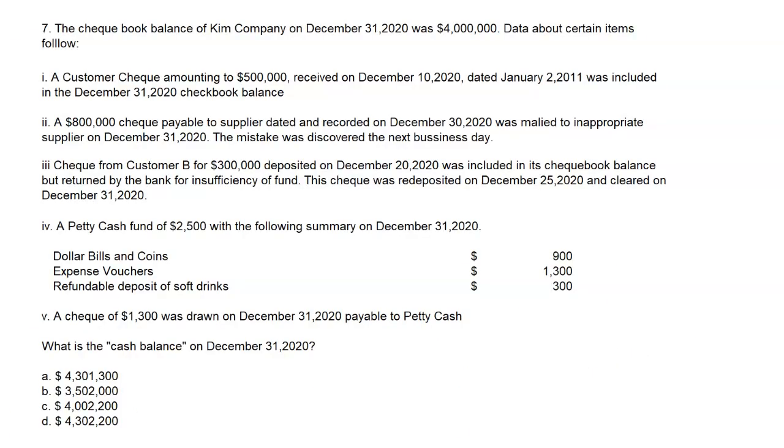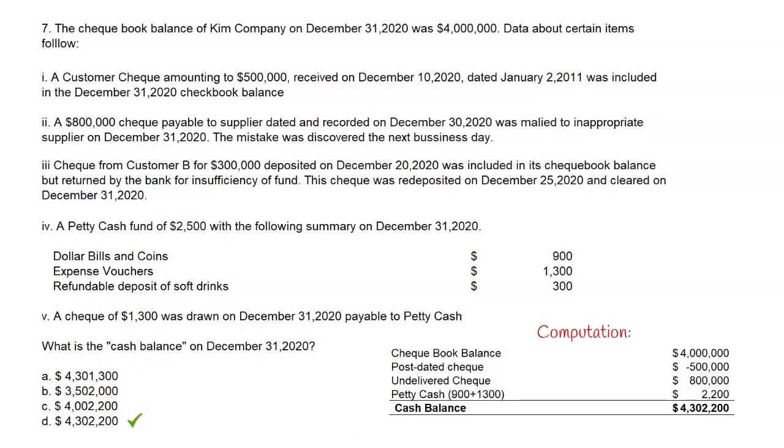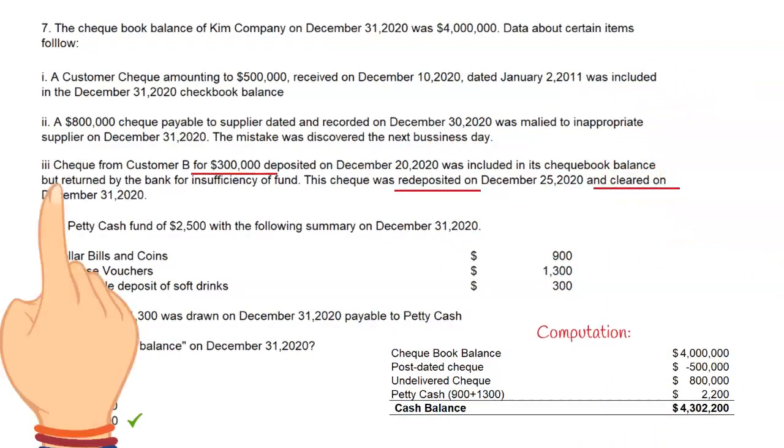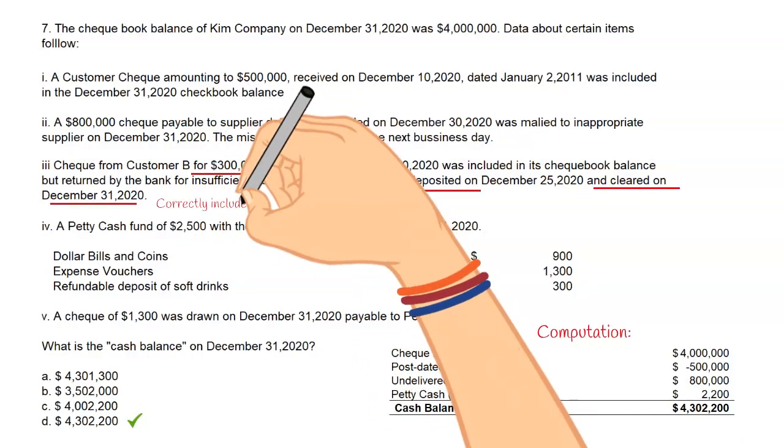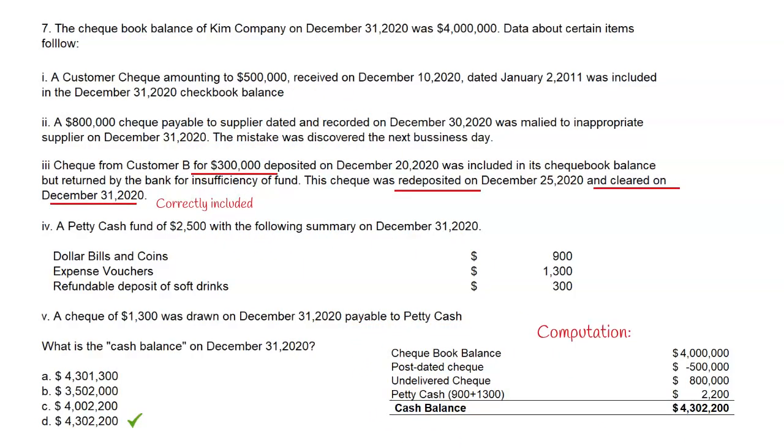Number 7. The correct answer is letter D. Note that we have ignored the check with insufficient fund. This is because it was redeposited and cleared before the end of the reporting period. Therefore, it is correctly included in the 4 million checkbook balance.